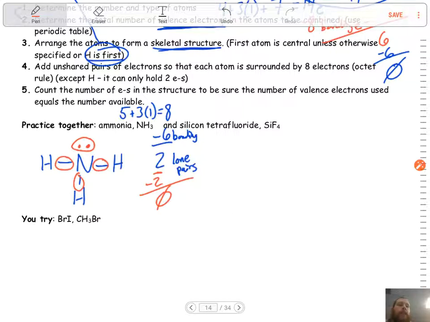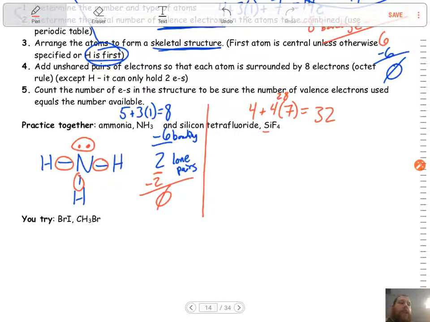If you feel good at this point, pause it, try silicon tetrafluoride on your own. If not, I'm going to go through it. So again, same process. Silicon has 4 electrons. We've got 4 fluorine atoms that each have 7 valence electrons. So that's a total of 28 electrons. That's a lot to keep track of, so make sure you keep track of it as we go along.